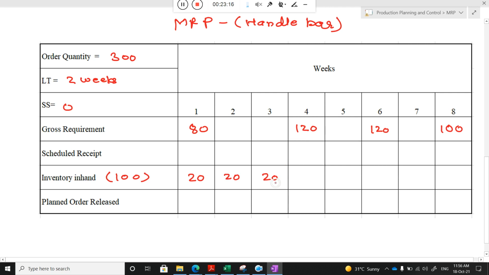At week 4, because only 20 is available in my plant, I need more quantity. And in one order, how much quantity will there be? That is the 300, that is the economic order quantity. So here, schedule received, just assume that I received 300 quantity. Are you getting my point, class? Yes. Okay, so can you tell me how much in hand now?